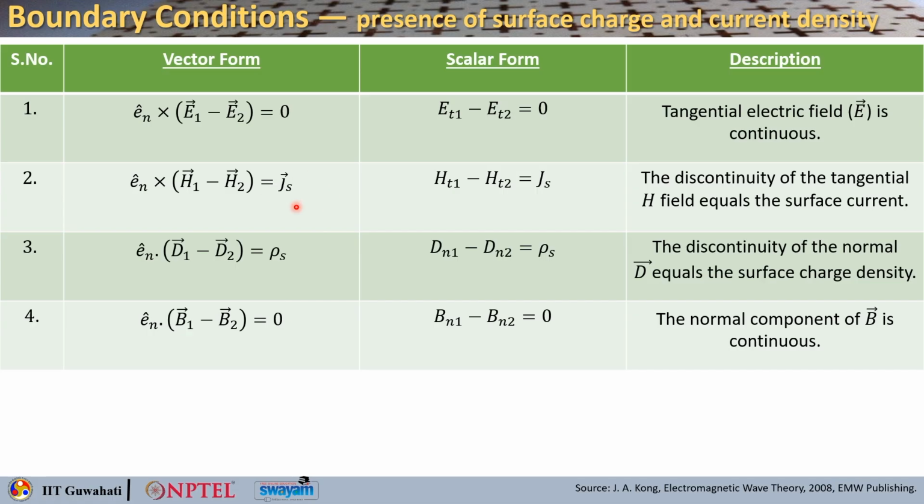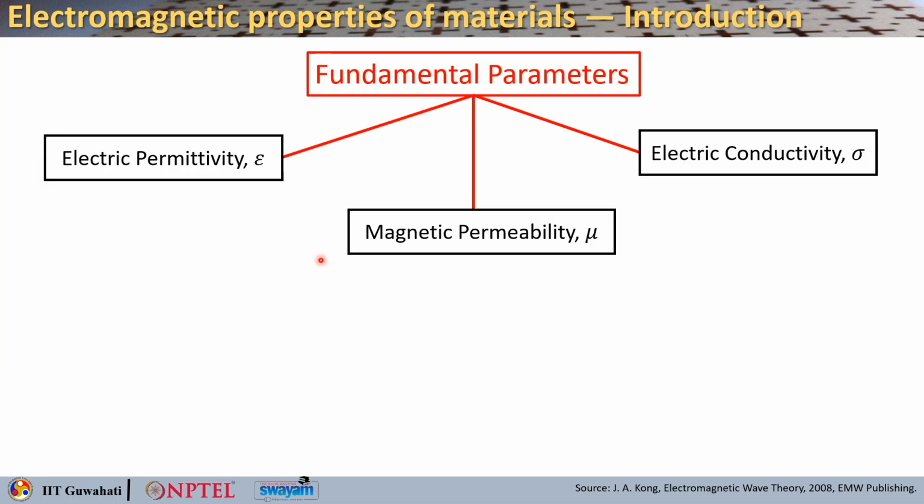Because of the presence of surface current density, the tangential magnetic field will be discontinuous, and because of the surface charge density, the normal component of the electric flux density will be discontinuous. Now let us look into the electromagnetic properties of materials. There are three main properties: the electric permittivity epsilon, the magnetic permeability mu, and the electric conductivity sigma.